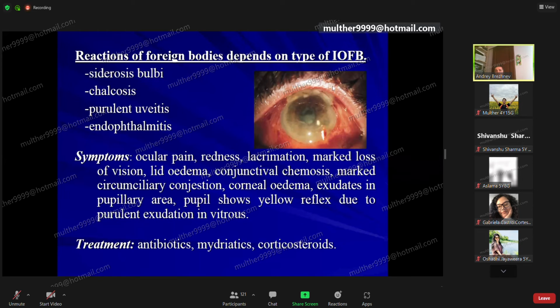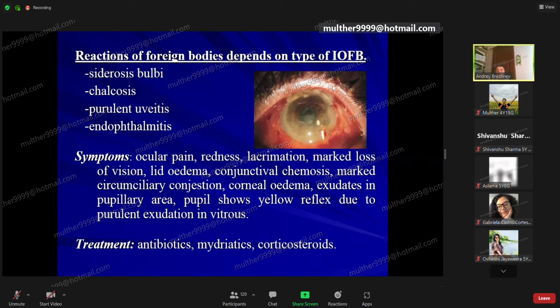Treatment includes broad-spectrum antibiotics, topically, in the form of drops, different types of injections, subconjunctival, retrobulbar, and intravitreous, and systemically. Then mydriatics, drugs which dilate the pupil and which cause relaxation of the ciliary muscle and relieve the pain. Treatment includes also corticosteroids.